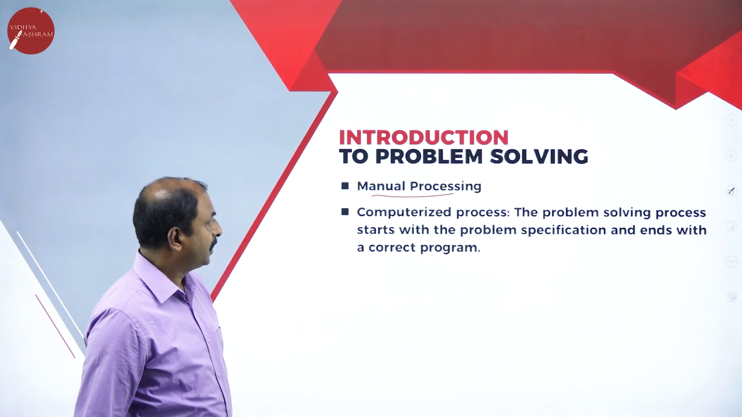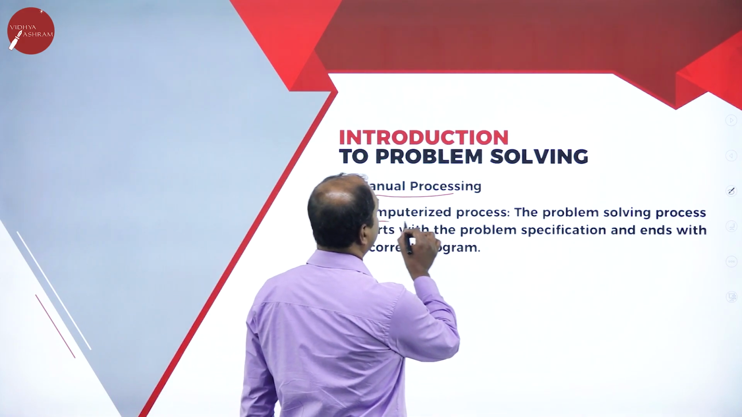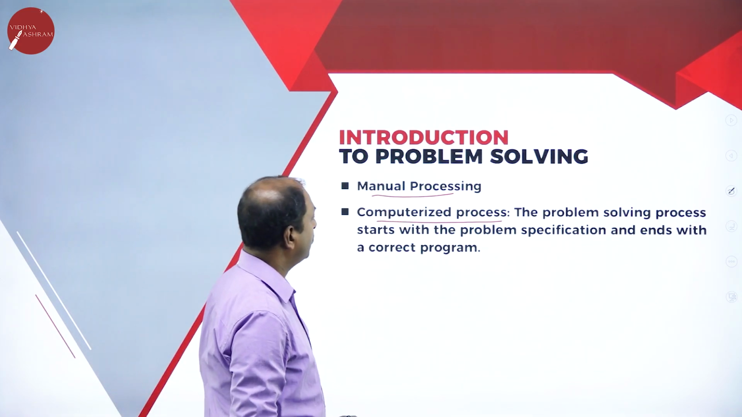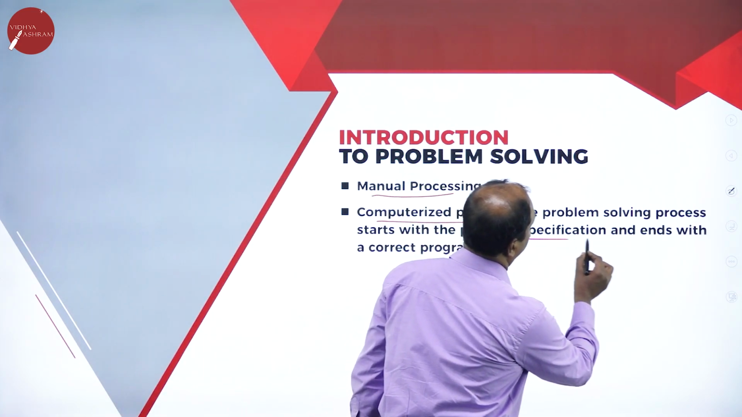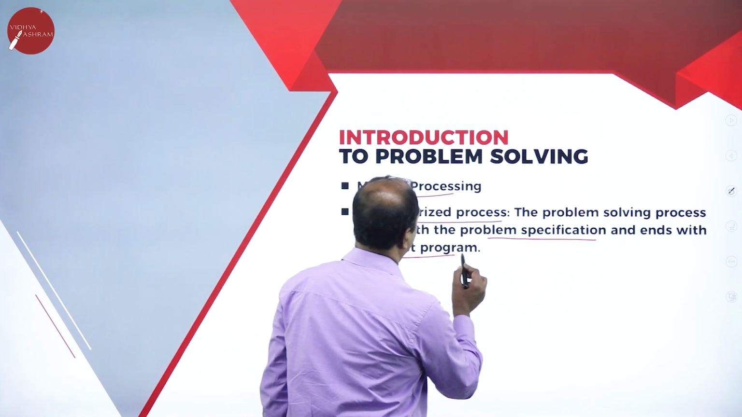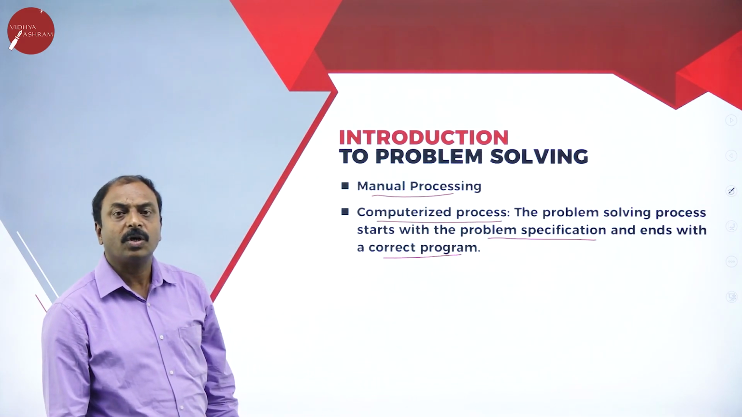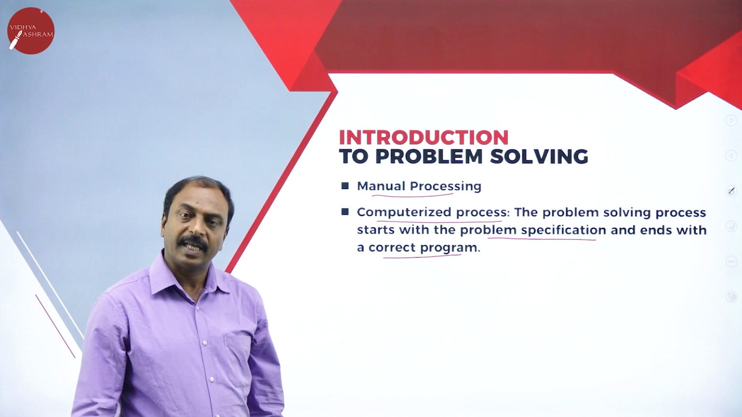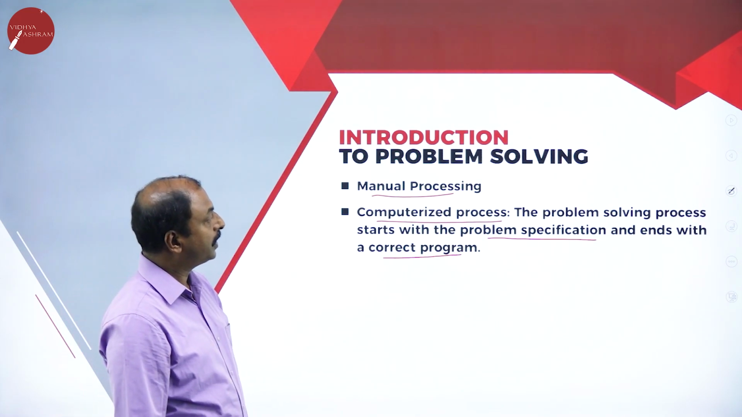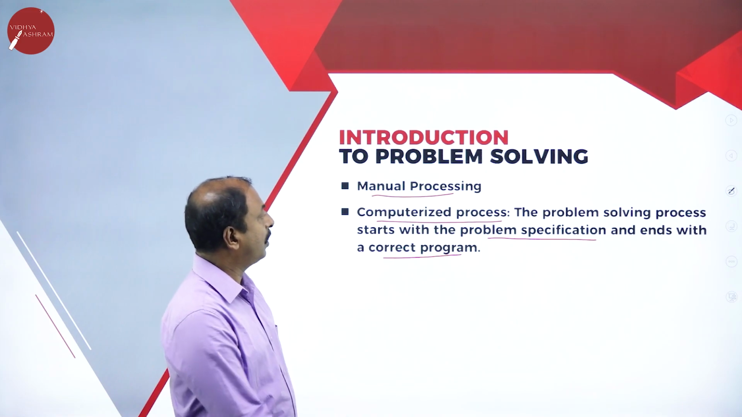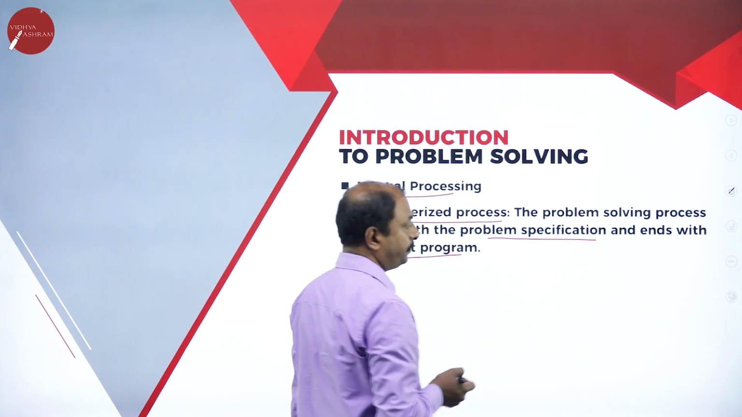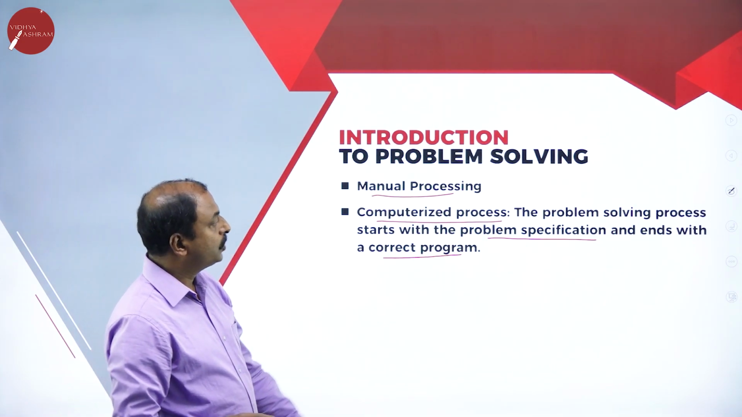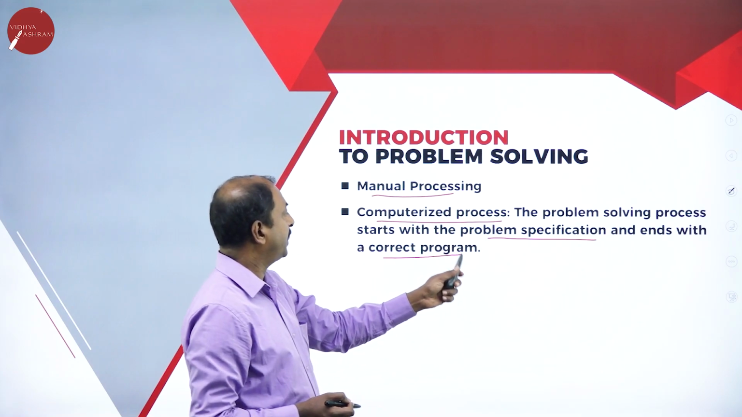Now let us see what it is. The second one is the computerized process. The meaning is that the problem solving process starts with problem specification and ends with a correct program. If you want to solve a problem over computers, or any type of task, whatever it is, the problem solving process starts with problem specification, which we are going to discuss in detail in our next slide, and ends with a correct program.